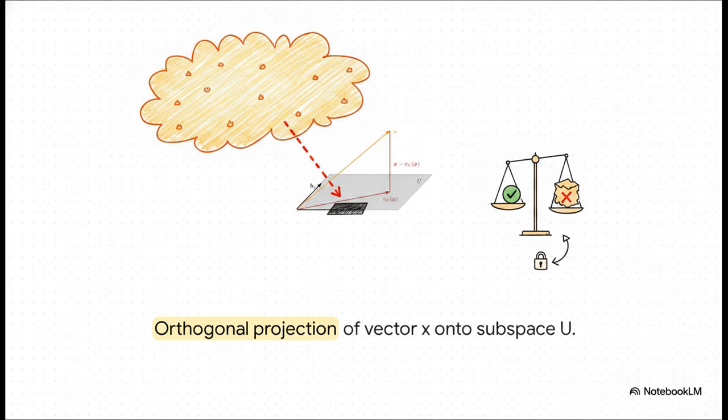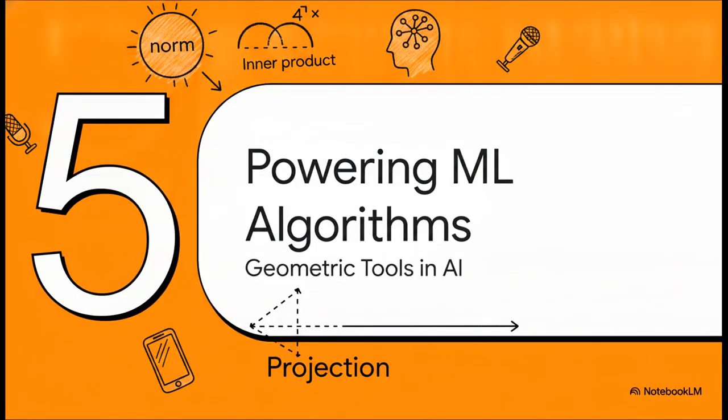Think of it visually like casting a shadow. Imagine that gray plane, U, is our simpler feature space, and the yellow arrow, X, is our complex, high-dimensional data point. By dropping a perpendicular line straight down to the plane, we create the red vector, the orthogonal projection. We're essentially casting a shadow of our complex data onto a simpler plane. The distance of that drop? That's our reconstruction error. We use orthogonal projections specifically because they minimize this error, meaning we lose the absolute least amount of information possible.